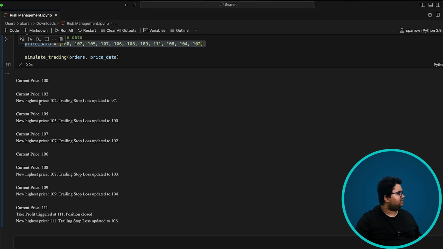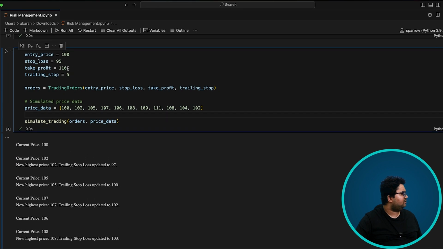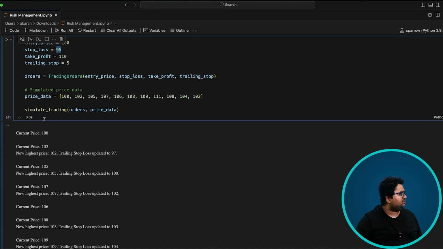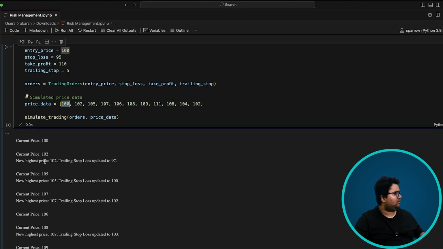So if you see, what's happening is, current price is 102, new high prices. And here the price data is this: trailing take profit is 110 and stop loss is 95. This is the starting value at which I run, and we are calculating it at different prices. So for 100, these are the values, which is 95. But for the rest, we'll see how it changes.